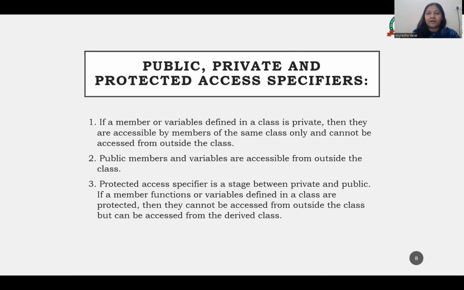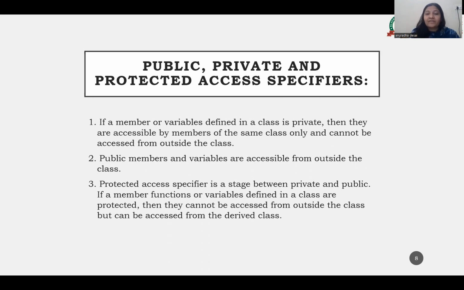Now, these are the three access specifiers. If a member or a variable defined in a class is private, then it is accessible by members of the same class only and cannot be accessed from outside the class. Any other class is not able to access it because it is defined as private. So when you put private, only members of that class will be able to access it.